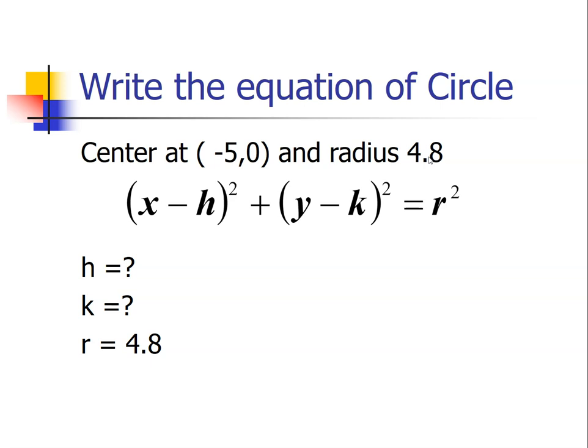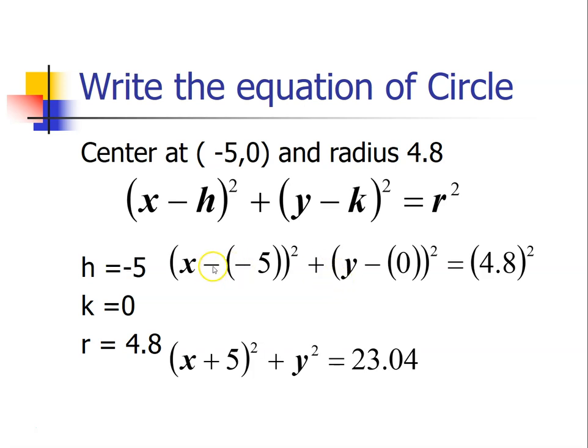So what you're going to do is find that one. The center is (-5, 0), so h is negative 5 and k is 0, and the radius is 4.8. So we can write (x minus negative 5) squared plus (y minus 0) squared equals 4.8 squared. Therefore we can form the equation of the circle: (x plus 5) squared plus y squared equals 23.04. Okay, so that is how you write the equation of the circle.